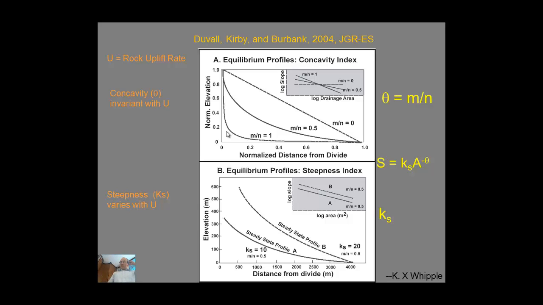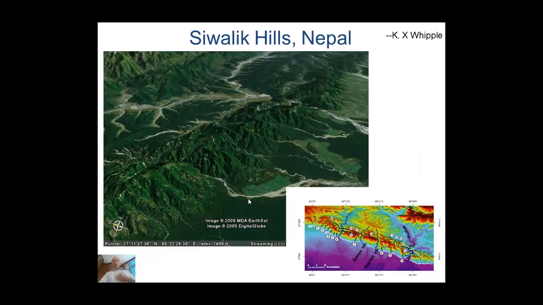And so what they showed then is that the steepness, and now this is the main point of my lecture, this Ks seems to vary with uplift rate, which is U. And so for a higher uplift rate, the channel will be steeper, even though it may have the same concavity. So if you lift it more, in order for the channel to remove the material that's being fed to it, it has to be overall steeper. So I'll present that.